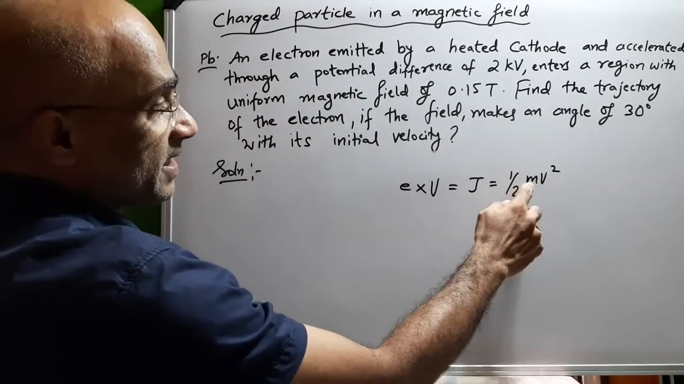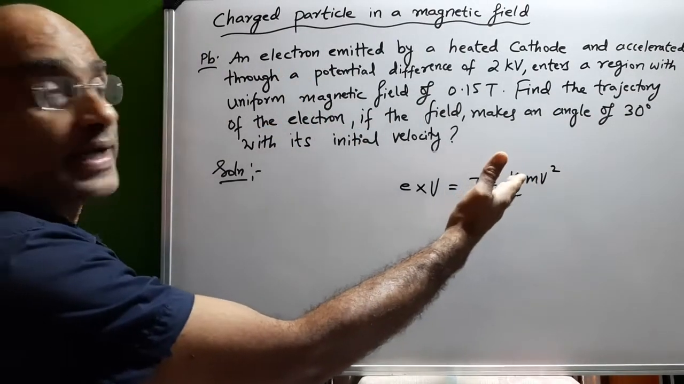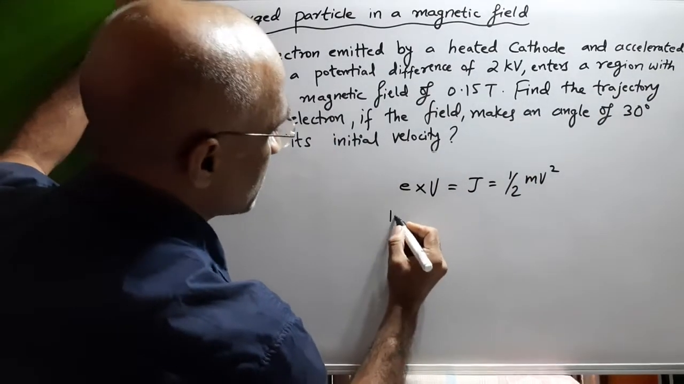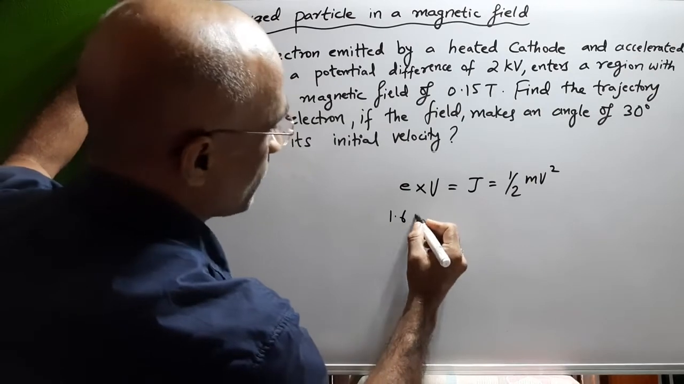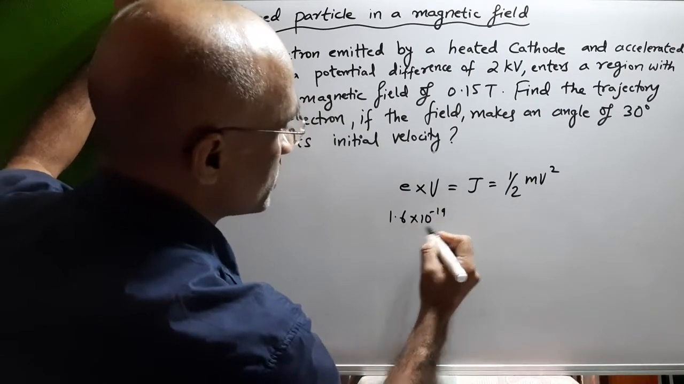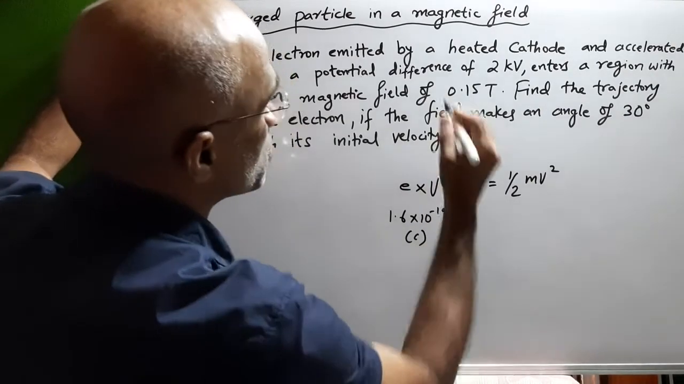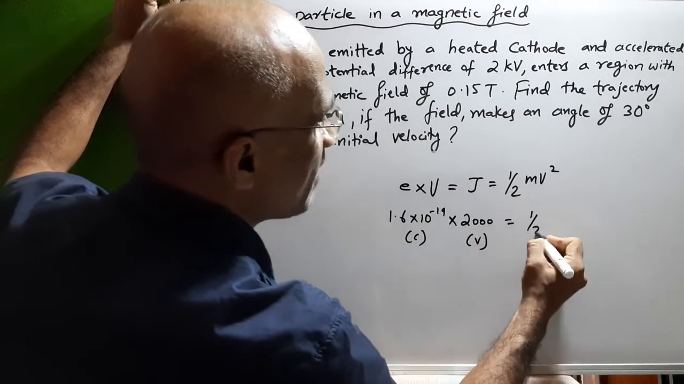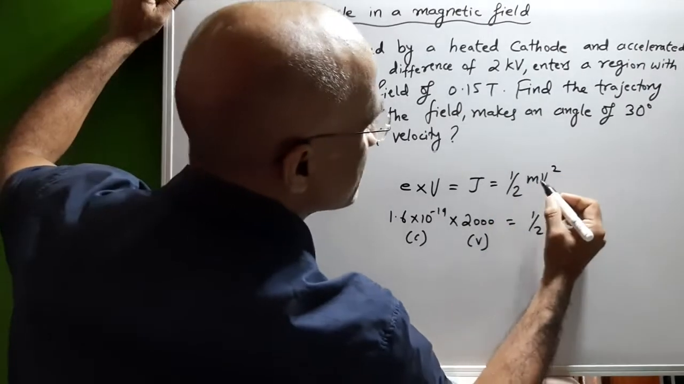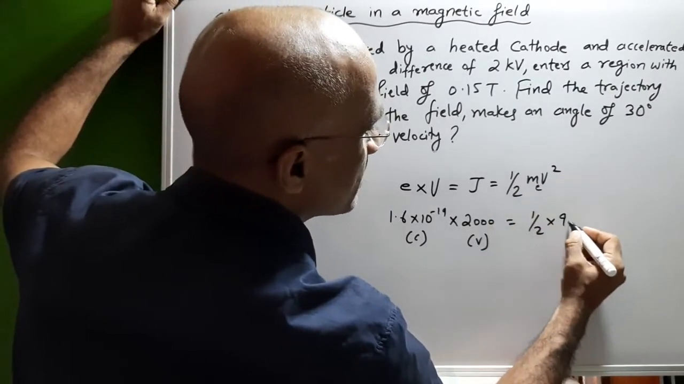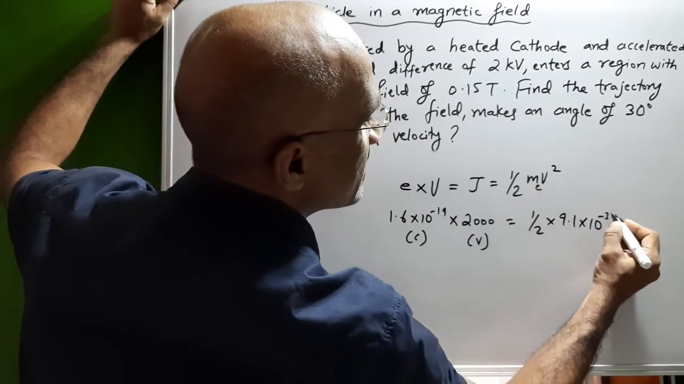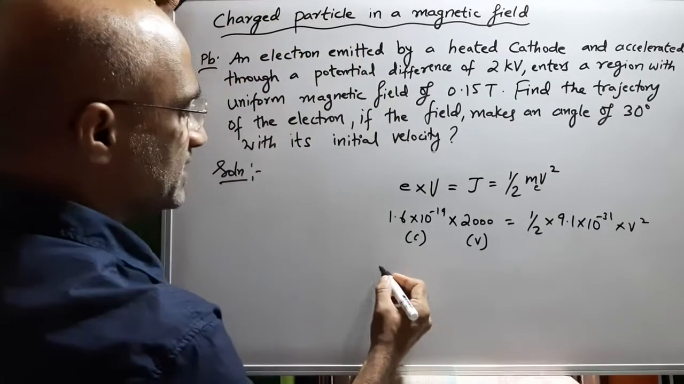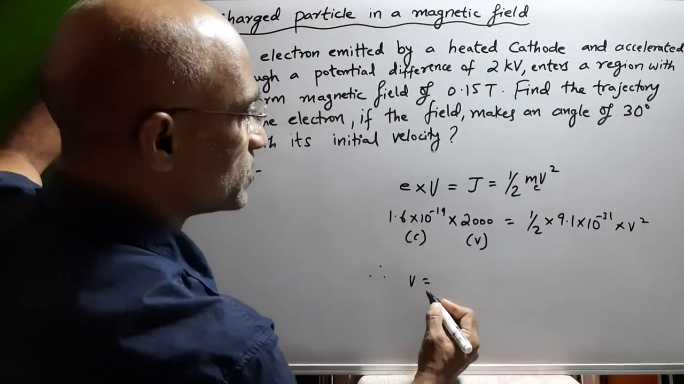If I know the mass of the particle, eventually I will be able to calculate the velocity gained by the particle. So I know the value of the charge for an electron, 1.6 into 10 power minus 19 coulombs. Let me write the unit here. Into 2 kilovolt, which is nothing but 2000 volts, is equal to half into mass of the electron. Since it is told as an electron, we write mass of electron is 9.1 into 10 power minus 31 kg, into V squared.